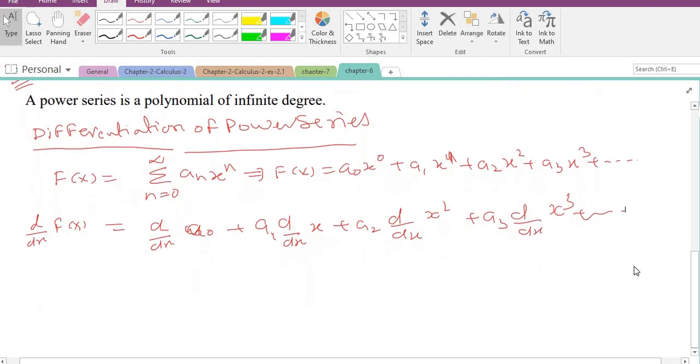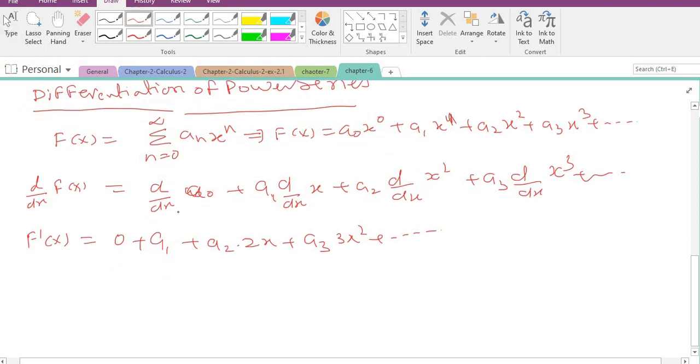When you differentiate, it gives f dash x, which is equal to d/dx of a_0, that means 0, plus a_1 d/dx of x which is 1, plus a_2 d/dx of x square which is 2x, plus a_3 d/dx of x power 3 which means 3x square, plus and so on. This is the differentiation of the power series when the series is given as summation of a_n x to the power n from n equal to 0 to infinity.